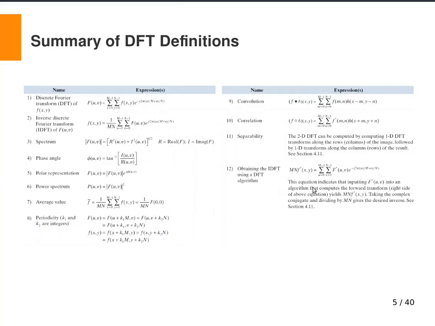The only thing that we need to change is that if we pass the complex conjugate of the Fourier transform to the algorithm for the forward discrete Fourier transform, we basically get a weighted version of the complex conjugate of the original image.